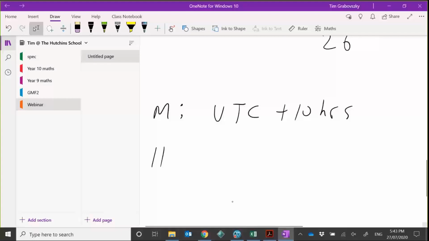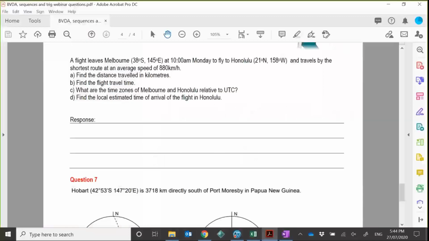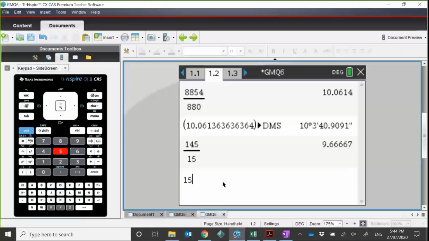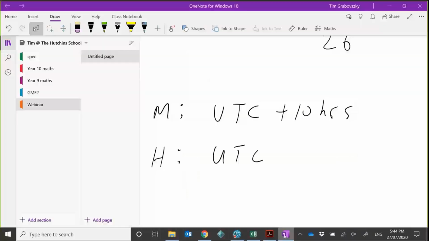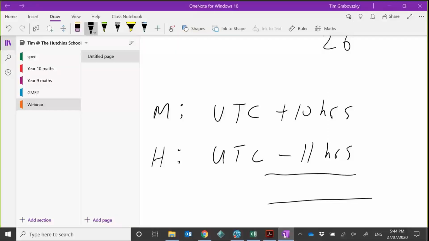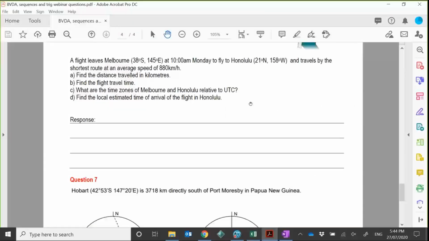Then for Honolulu, it's going to be UTC. So where are we? Honolulu is 158 west. So again, on your calculator, 158 divided by 15. You have to round that off to the nearest whole number. That is 11. It is not 10. It is 11 is the nearest whole number. And it's a minus 11. So we're UTC minus 11. We are 11 hours behind. Now, if you have a look at the difference there, Melbourne is plus 10, Honolulu is minus 11. That is 21 hours difference. And so Melbourne is 21 hours ahead of Honolulu. All right, so there's your time zones.